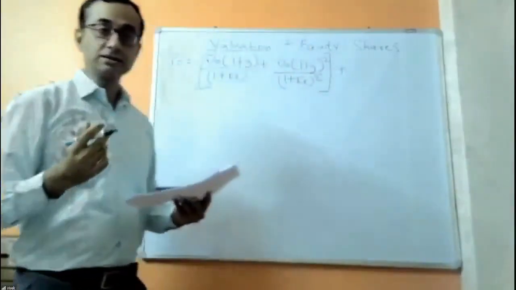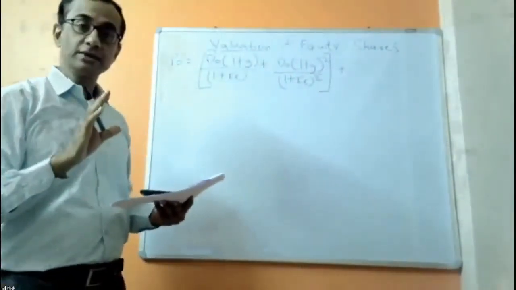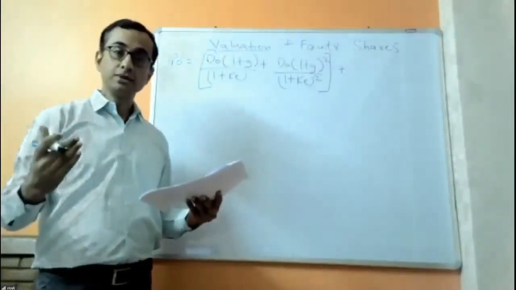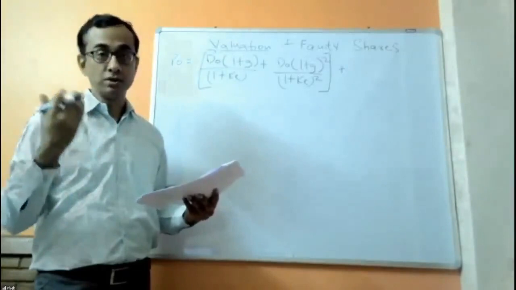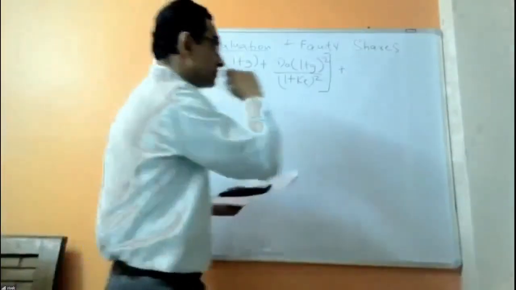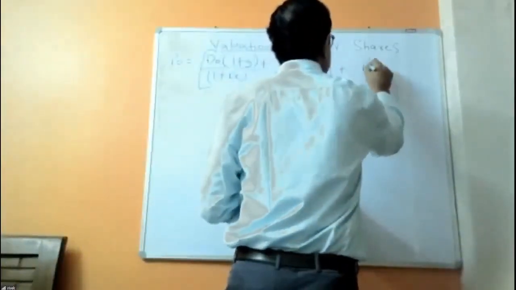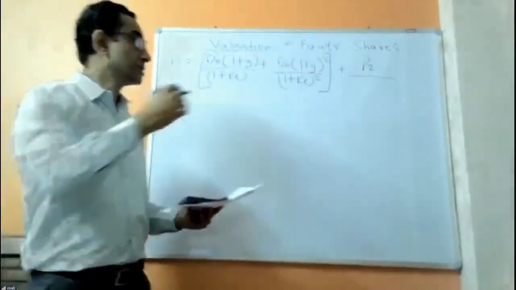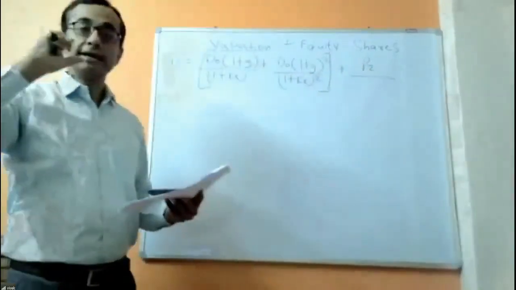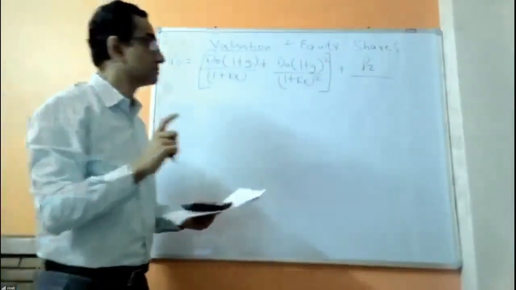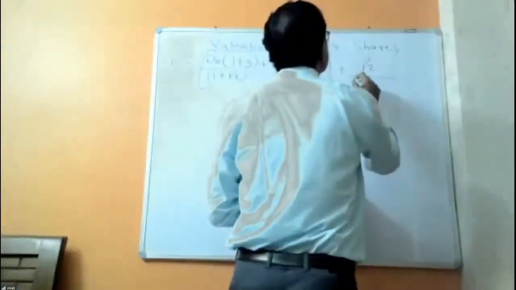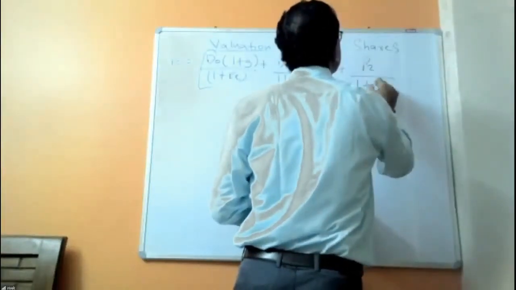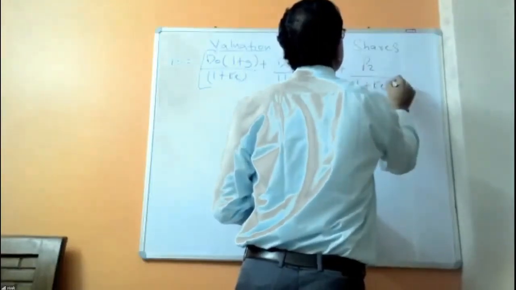Plus Pn, it is mentioned in the study material. Pn is nothing but the start of the normal growth rate period or end of the super growth rate period, or you can say terminal value also. So Pn in this case can be taken as P2 because it is the start of the normal growth rate period. P2 is actually nothing but the start of the third year where the growth rate changes, divided by (1+K)².